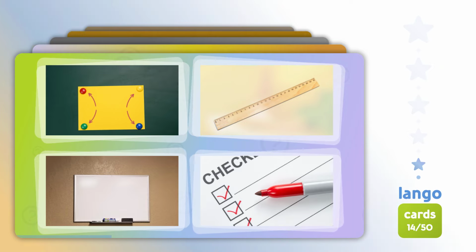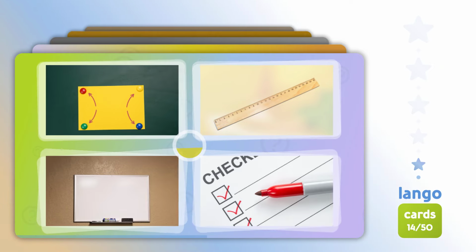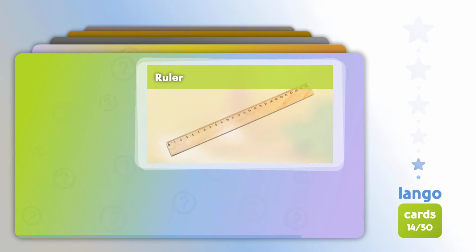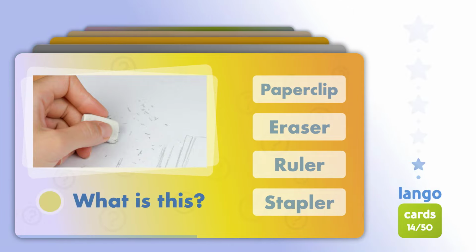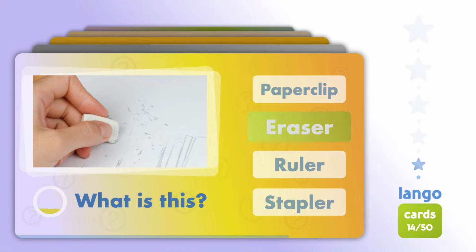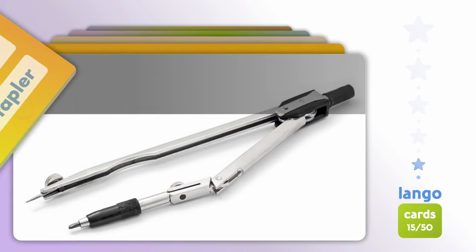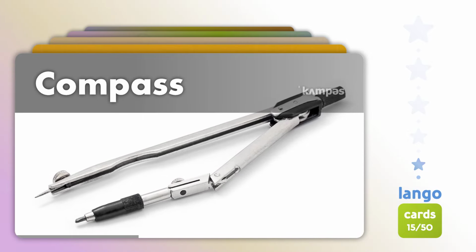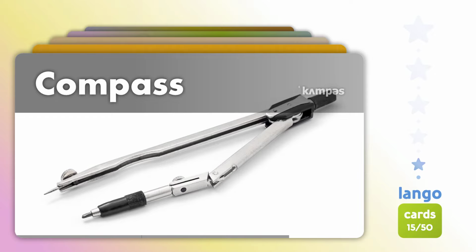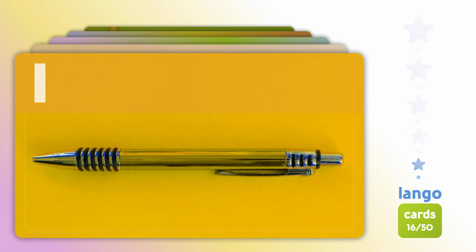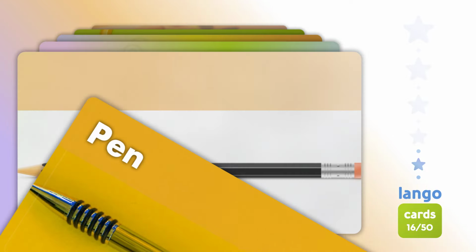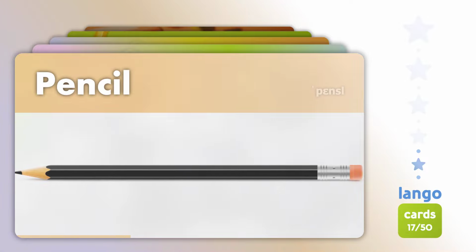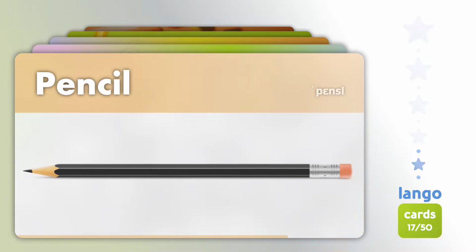Which one is the ruler? Ruler. What is this? Eraser. Compass. Pen. Pencil.